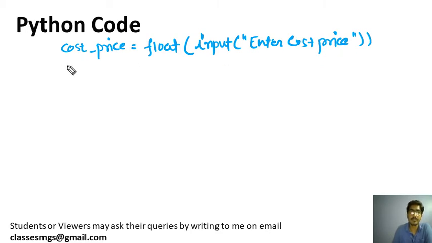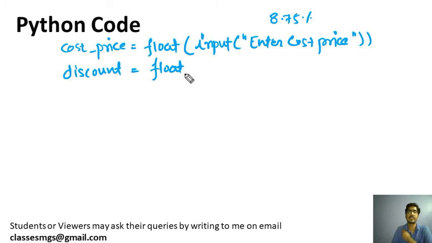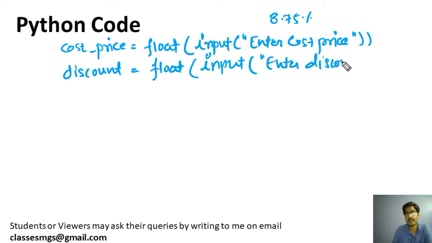Now we will take the input discount. We are creating a variable discount. Discount can be a floating point number, like sometimes you might have heard of an 8.7% discount. So discount can be a floating point number. We are taking input: enter the discount.